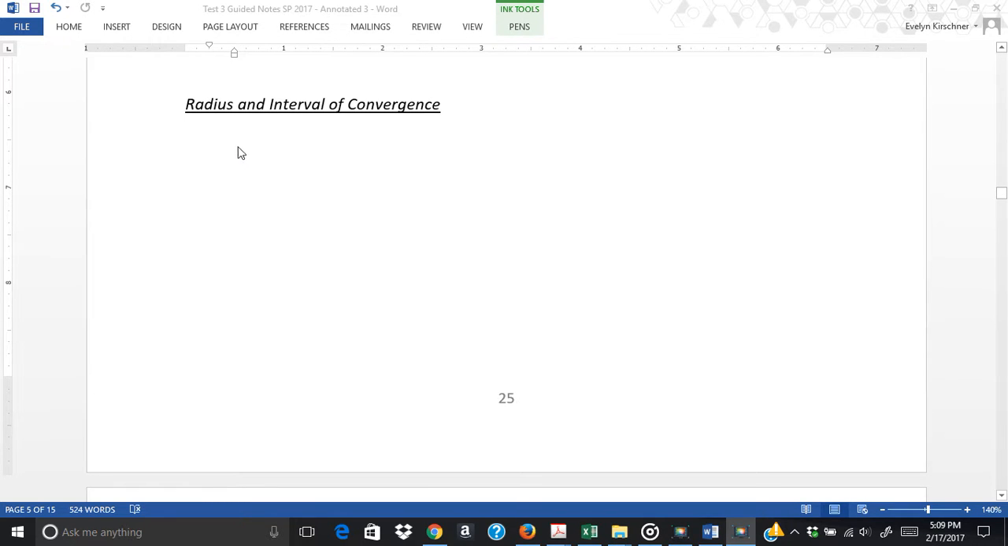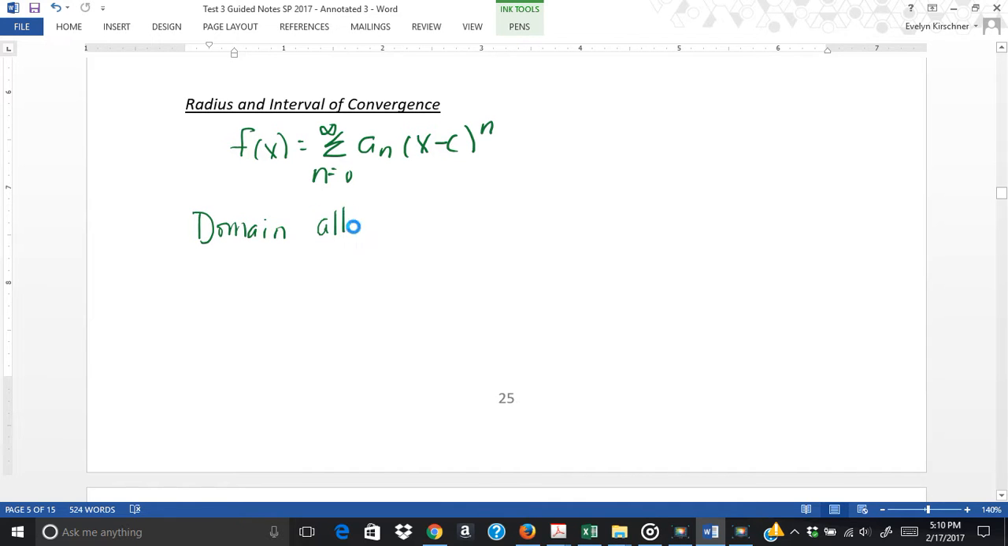A power series in x is a function of x. So I have f of x equals the sum of n equals 0 to infinity of a sub n times (x minus c) to the nth power. The domain is all x for which the series converges.